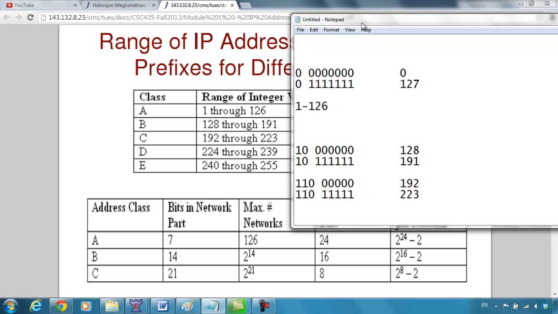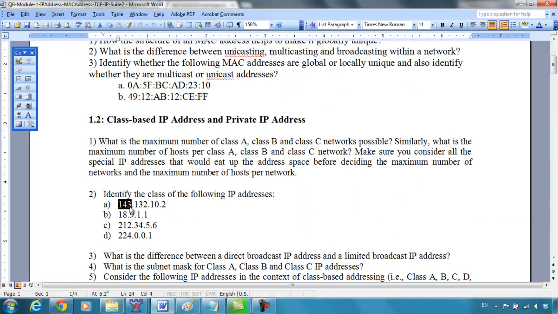Then class D, the first byte goes from 224 to 239. Then class E, which is not really used, is 240 to 255. So now this shows that 143 is a class B, because this is in the range 128 to 191. Then 18 is a class A, 212 is class C, and 224 is a multicast.